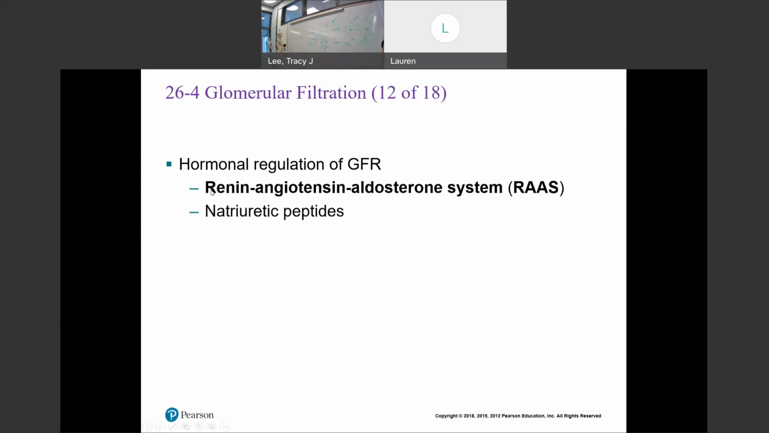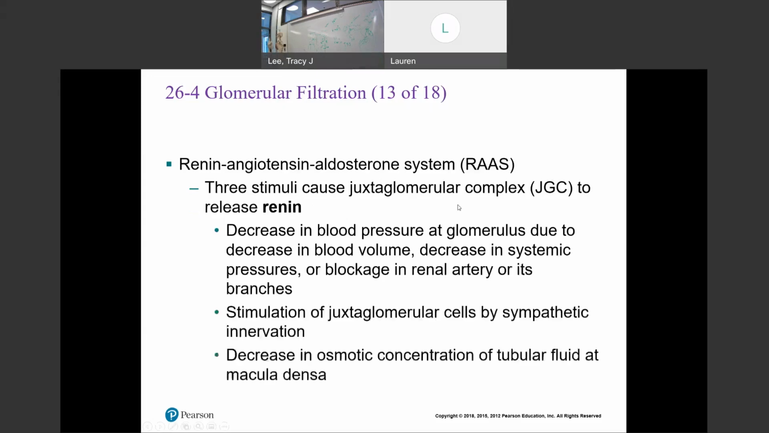Right, we talked about these guys. I'm going to skip through here. The RAAS system that I was talking about helps to control the amount of volume in our blood, which ultimately controls blood pressure. So this is the RAAS. We know renin ramps up our blood pressure. Aldosterone says hold on to salt. If I hold on to salt, I hold on to water. Is that going to ramp up my blood pressure? Yes. So this whole system is about increasing blood pressure. All right, so I want you to know that our juxtaglomerular complex releases that renin.